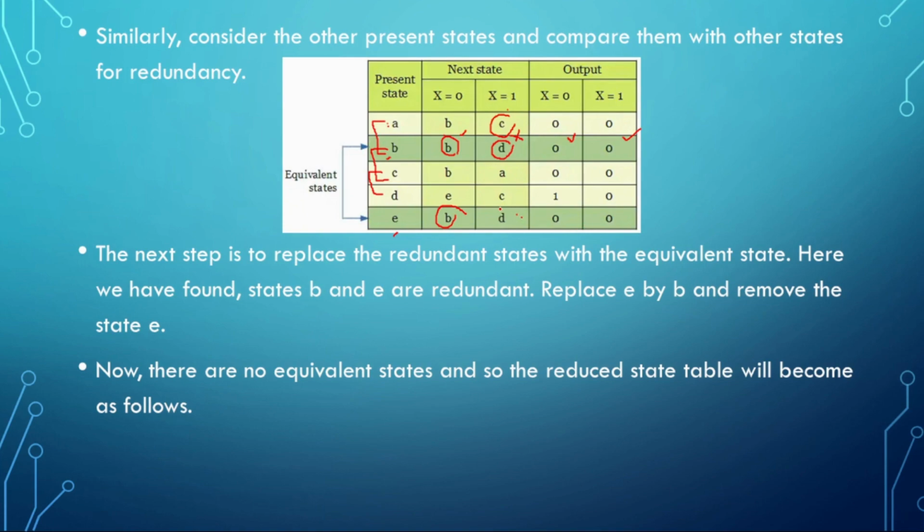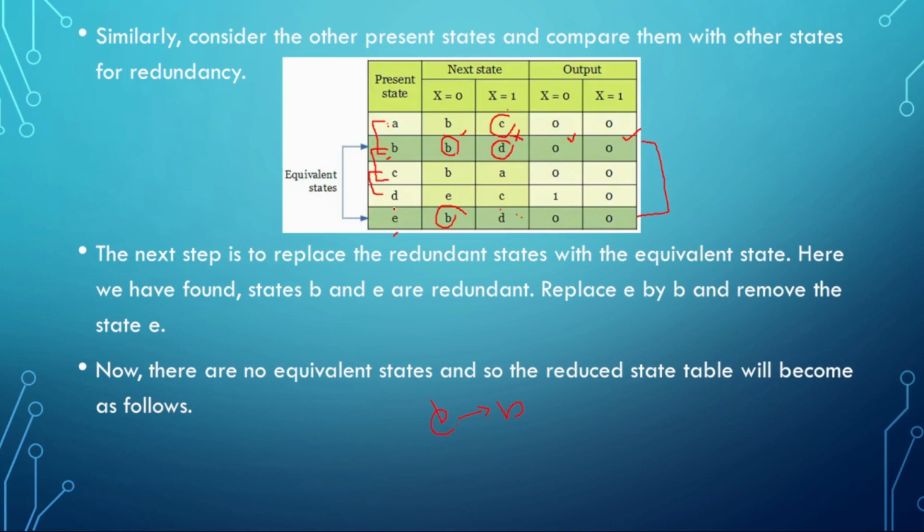What you want to do in the next step is replace E with B. Wherever the E is given in this table, you need to replace E with B, because the B and E values are the same here. These two states will be the equivalent state. That's why you need to replace the E with B.